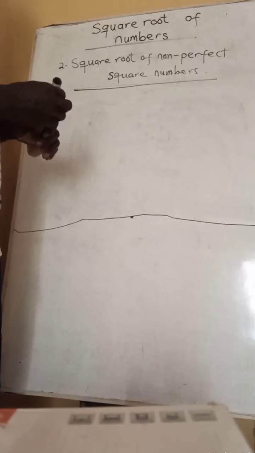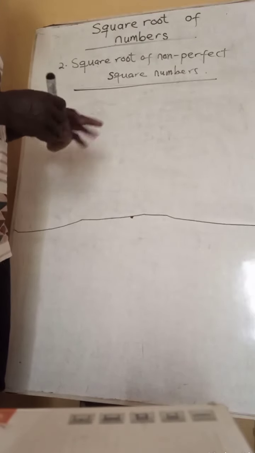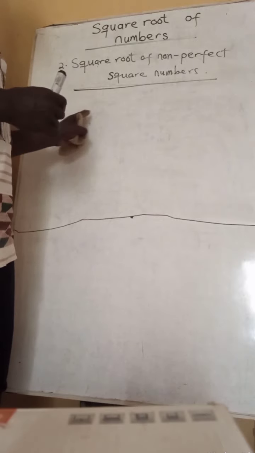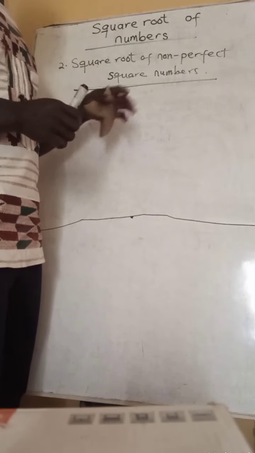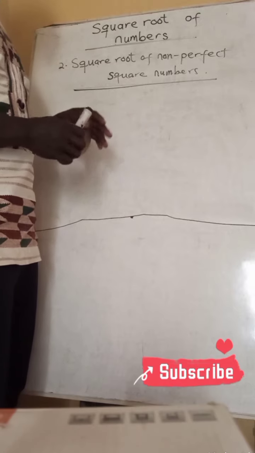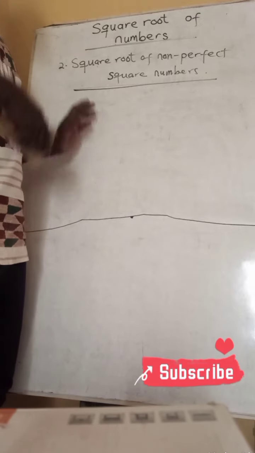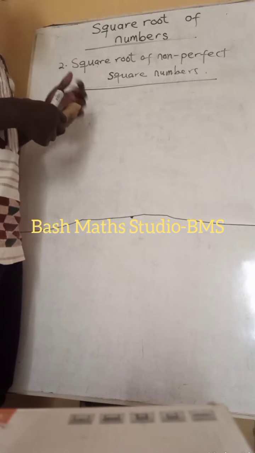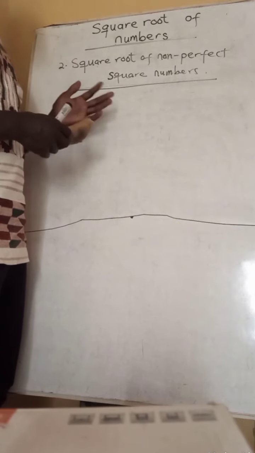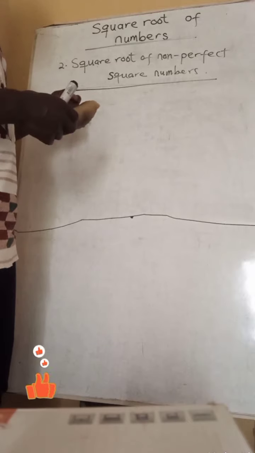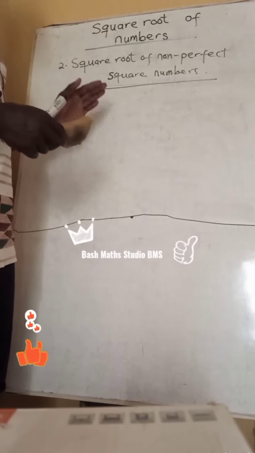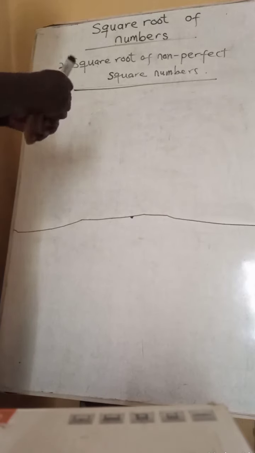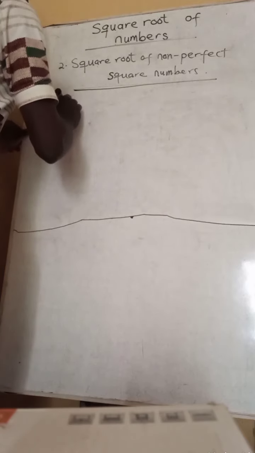Today's episode of the video is going to be solved examples under the square root of non-perfect square numbers. In fact, we gave some few examples without solving them. Today's episode is going to focus on solving some few examples, followed by more solved examples under the square root of non-perfect square numbers, because they are a little bit confusing. But if you take your time and follow it step by step, you will understand perfectly right here on Bash Maths Studio. Let's solve this example.